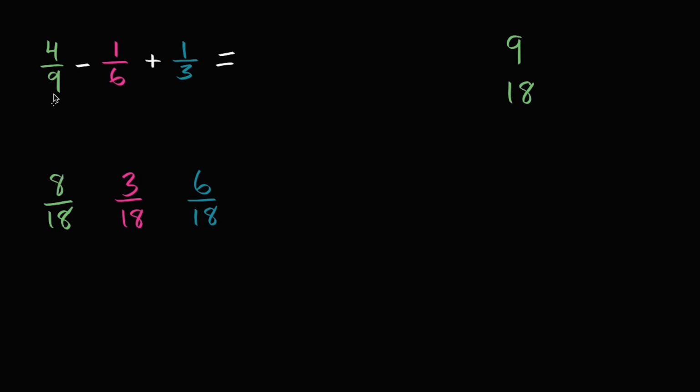Either way, I've just rewritten these fractions, and I've rewritten them in the corresponding color. So this up here is the exact same thing as 8/18 minus 3/18 plus 6/18. So what is this going to be equal to? It's going to be a certain number of 18ths. And so if I have 8/18 minus 3/18, that's going to be 5/18, plus 6/18 is going to be 11/18. And we are done.